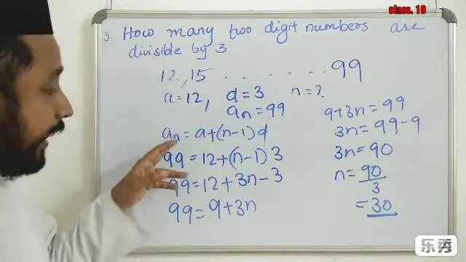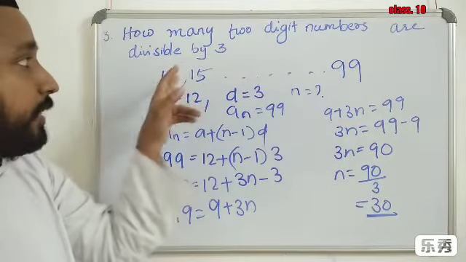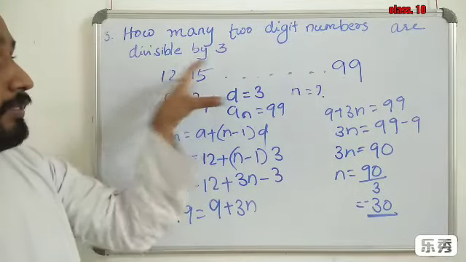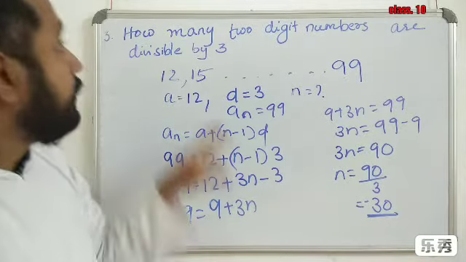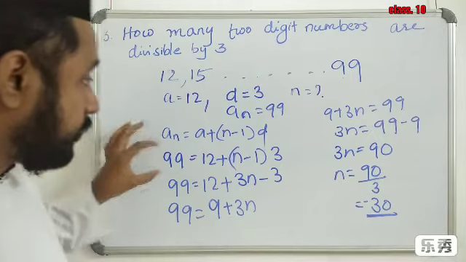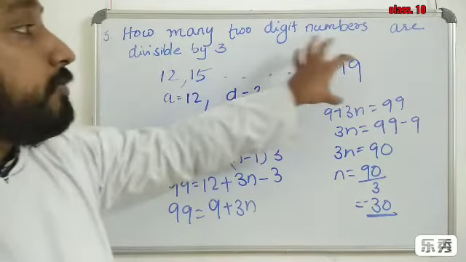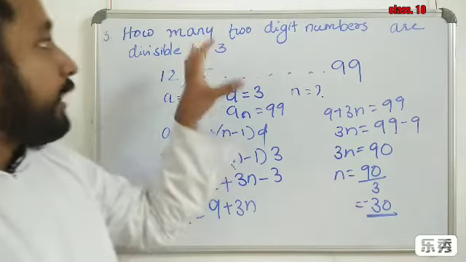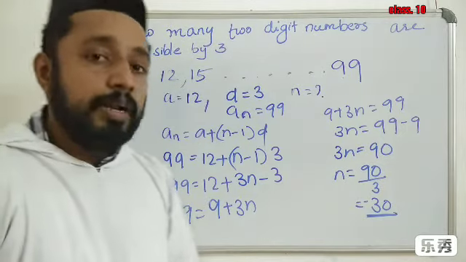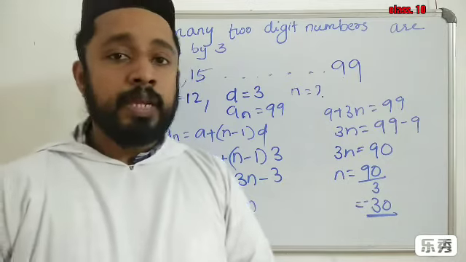So when we take An is equal to 99, we get N is 30. So the 30th term is 99. So first term is 12, 30th term is 99. So there are 30 terms in this series. So the number of terms in this AP is 30. So we can conclude that there are 30 two-digit numbers which are divisible by 3. So we discussed some problems of arithmetic progression related with the nth term of an AP. Thank you.